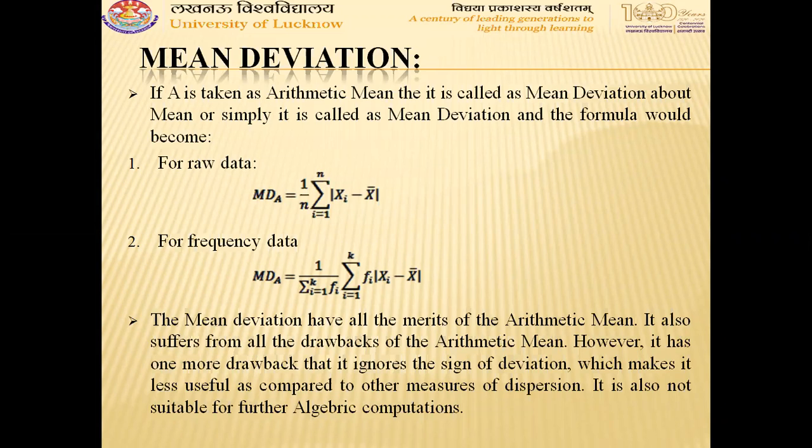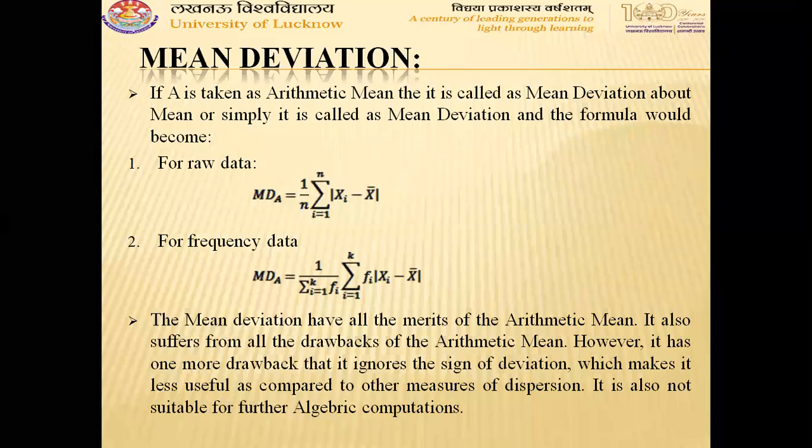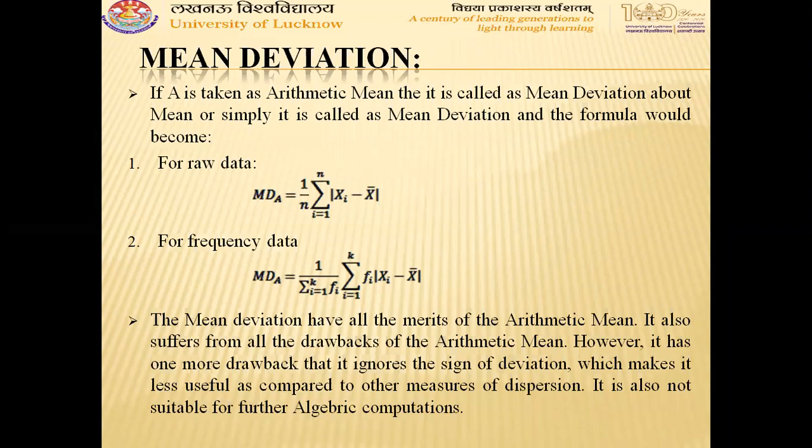But it has one more drawback which restricts its use: it ignores the sign of the deviation. That is, if xi minus x bar is positive, then the deviation will be positive, and if xi minus x bar is negative, then it is also converted into positive. That means it ignores whether the deviation is positive or negative. So it restricts the use of mean deviation.